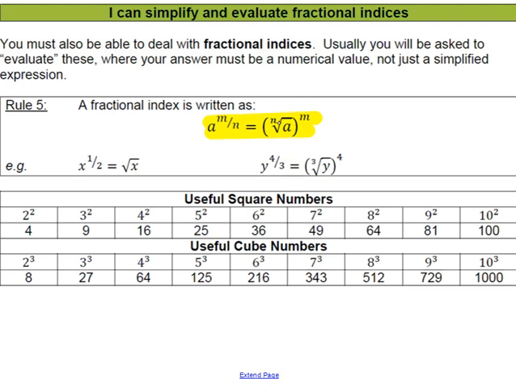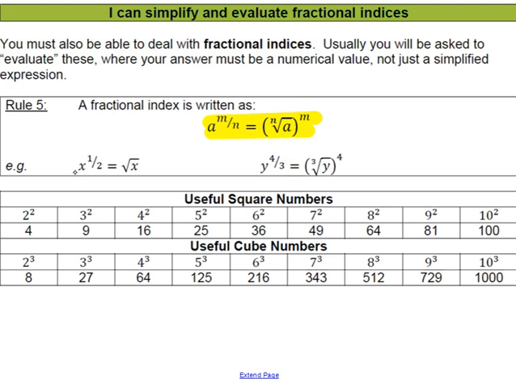If that number were a 2, we normally don't write a 2 there, although you can if you wish. What we then do is we take that root and we raise it further to the power of m. Okay, so the bottom number in the fraction becomes the root, and the top number in the fraction becomes the power. And we then have to be able to deal with and evaluate those.